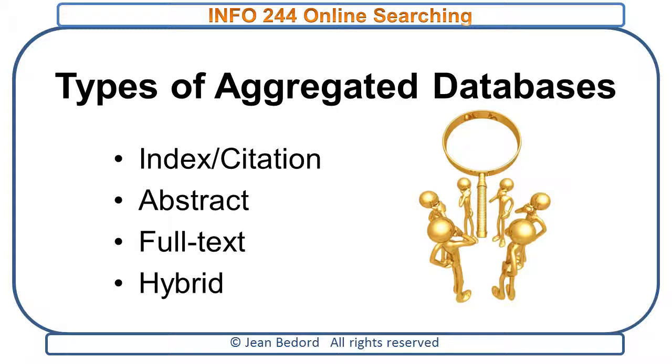These are the different types of databases I discuss in the lecture. You need to adjust your search strategies to each type. Index citation databases have the smallest records and the fewest number of words to search. Abstracts are the most common aggregated databases and the most useful for subject searching. However, both of these require the additional step to get full text.